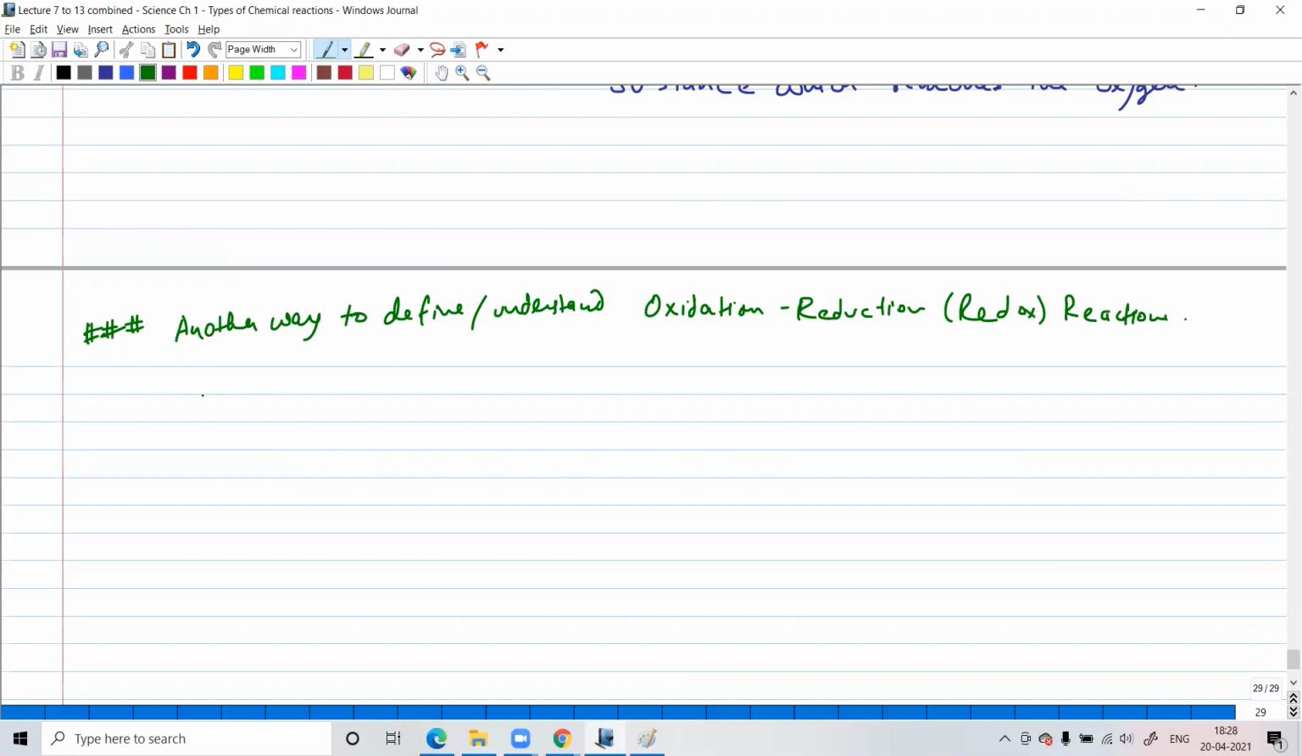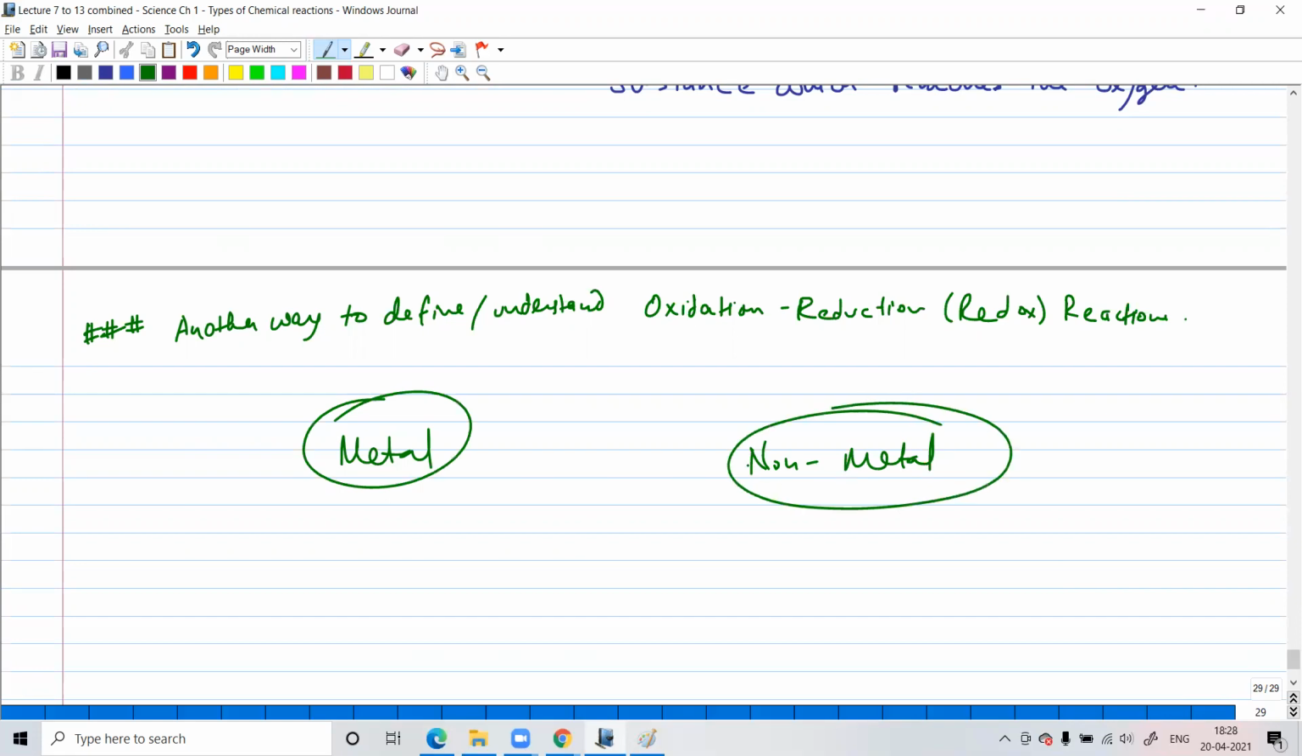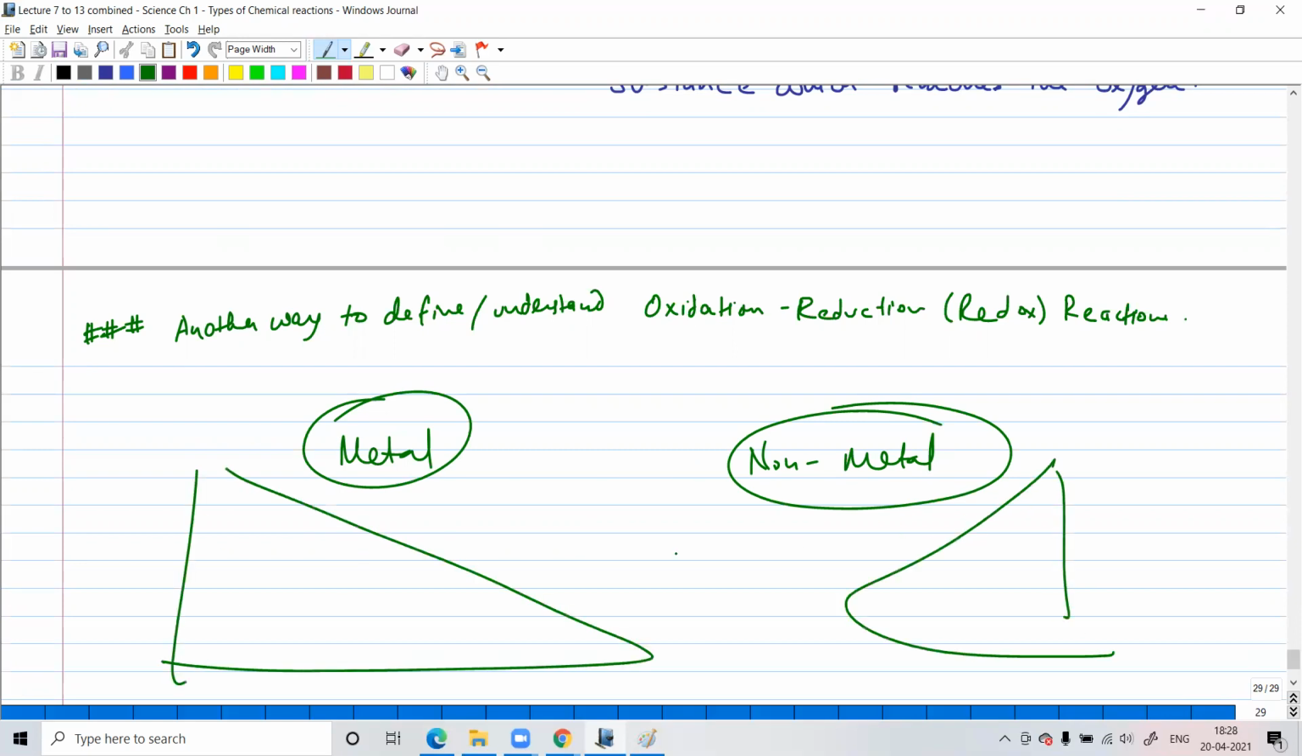Okay. So by this definition, first of all, do you remember what is metal and non-metal? From the first few classes, I had given you some idea from the periodic table. Metals will be on the left side of the periodic table, non-metals will be on the right side. But the basic difference between them is that metals try to give away electrons.